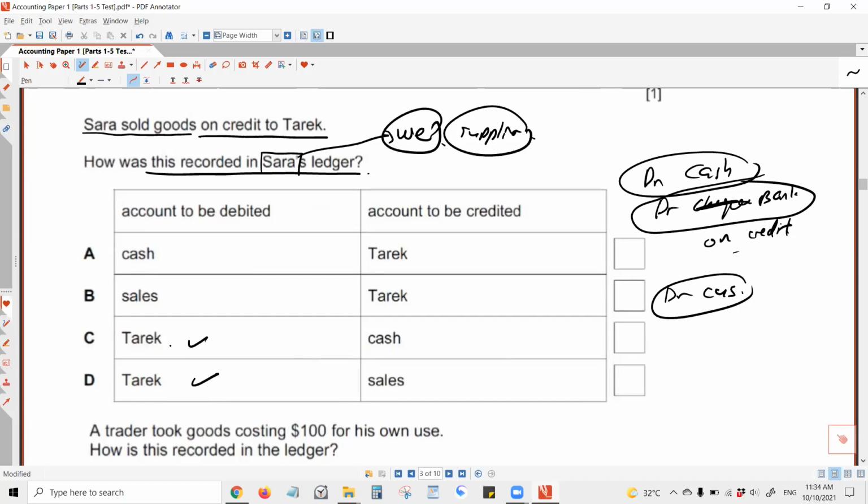Answer is either C or D. C cannot be the answer because you didn't make payment. We are Sarah, and we didn't pay cash to anybody. So for sure the answer is D, because it is a credit sale. Okay, 5 to 10 seconds, then I look at the next question.